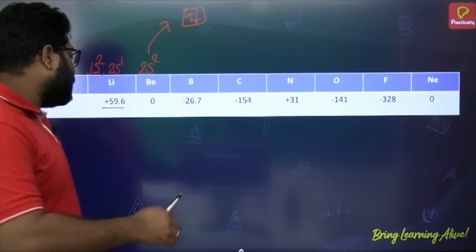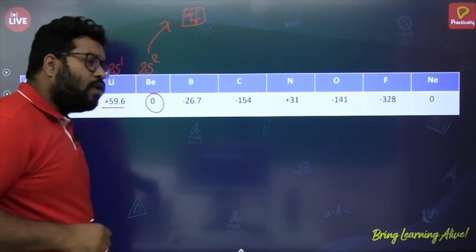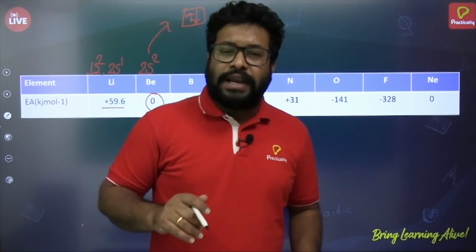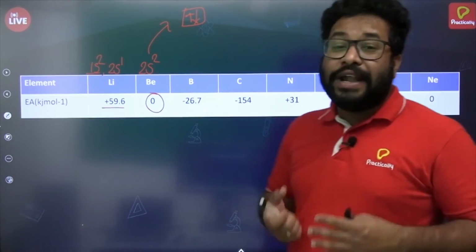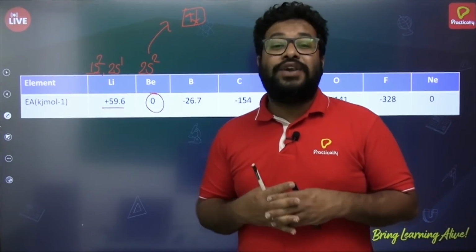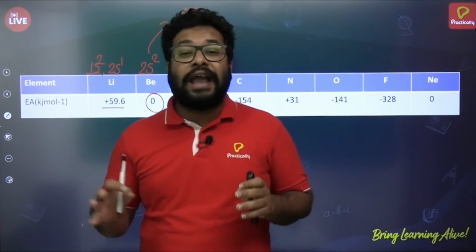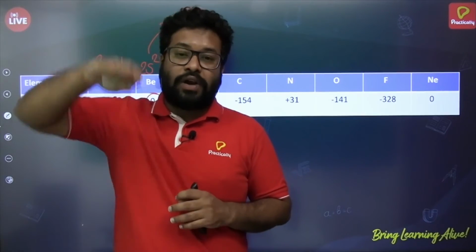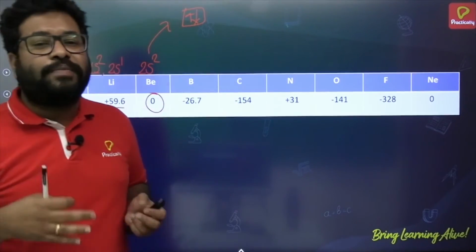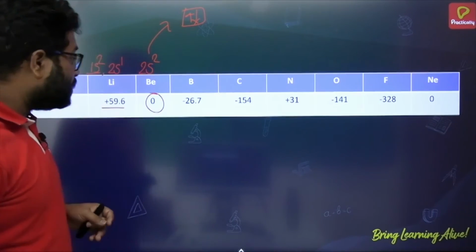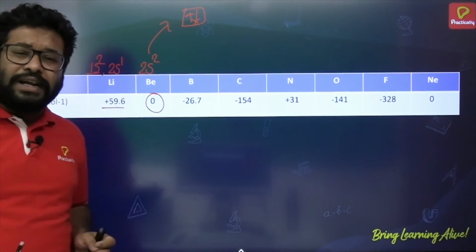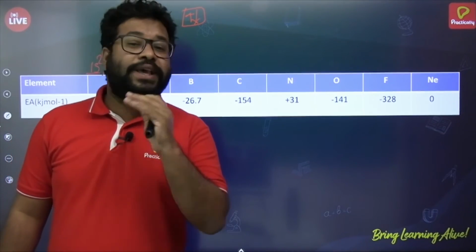However, for beryllium, this value seems to be 0. It is actually not 0. Beryllium has some value, but it is an endoergic value, which means it is very highly endothermic. Many of those have not been studied, but people know that it will not release a huge amount of energy. So for the time being, let's consider it to be 0.